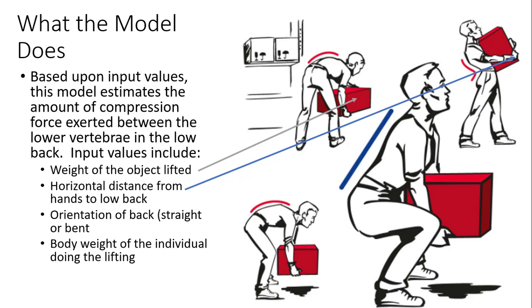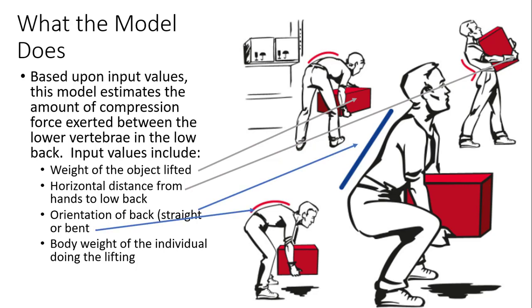So if you think about somebody lifting an object, like in this illustration here where that arrow is pointing, in this example, the person's hands are mostly outstretched, holding onto the box, but the further out that their hands are, the more of an effect it's going to have on the compression force. So what this is doing is it's asking the question, how far away from the low back are the person's hands? Are they really close, or are they pretty far away?